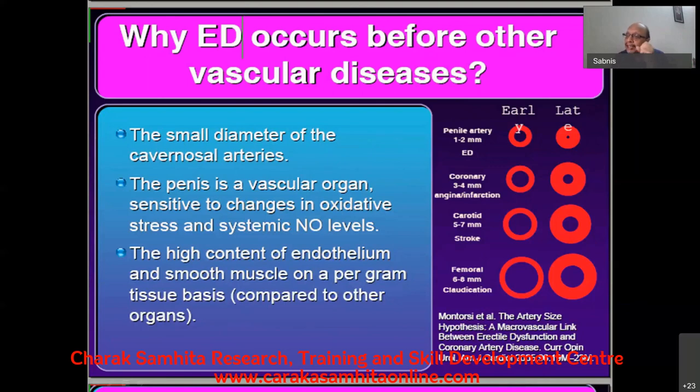Due to the deposition or hardening of the penile artery, or due to the upalepana of the pichil doshas of kapha, there is upalepana. Or due to the atherosclerotic changes in the penile artery. Now in such a condition, how can Vajikar medicines work? Vajikar medicines will never work here.